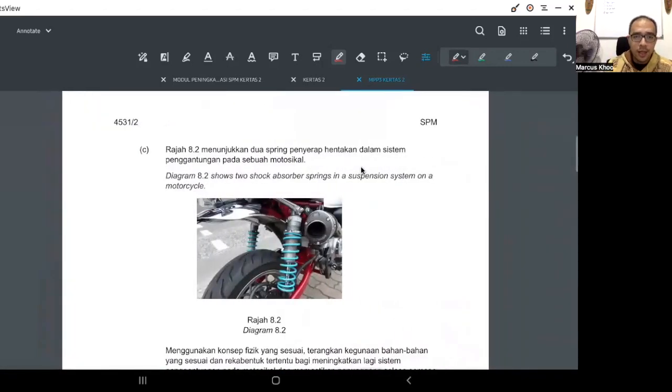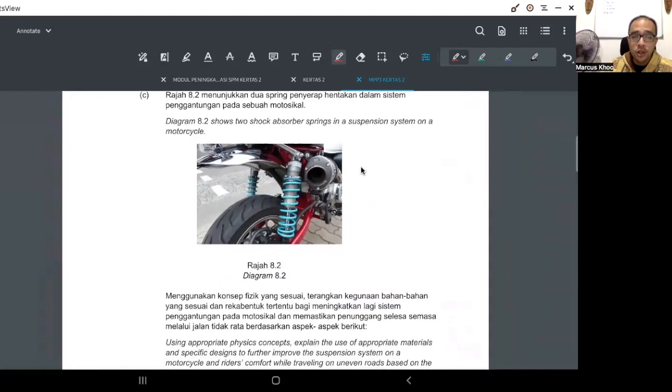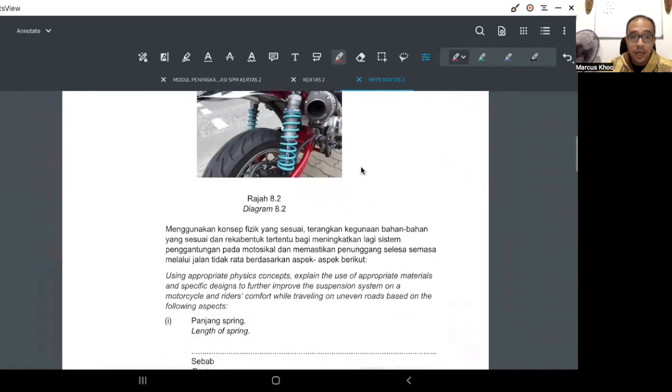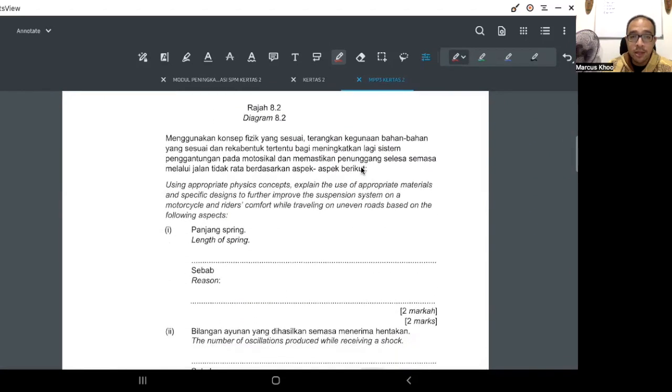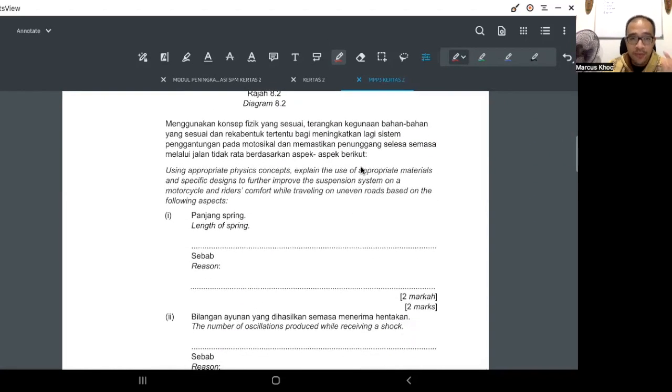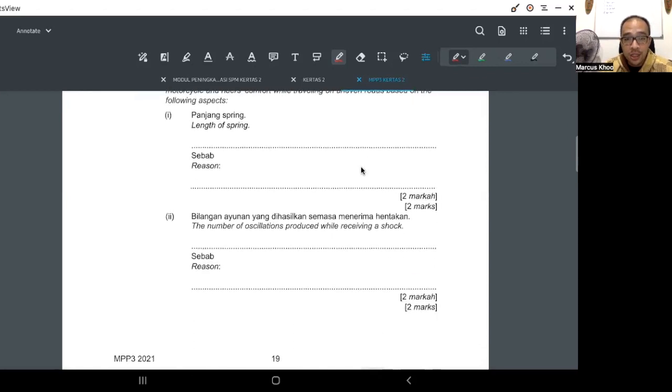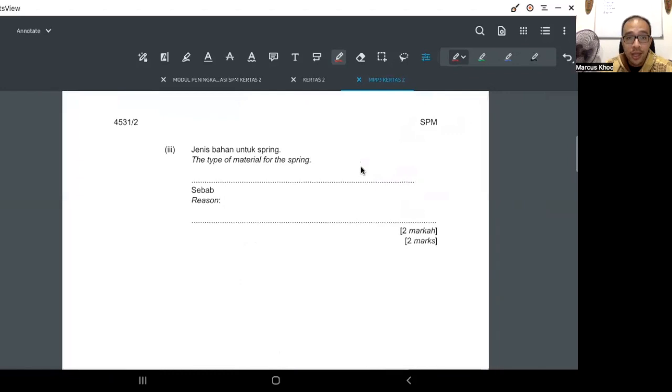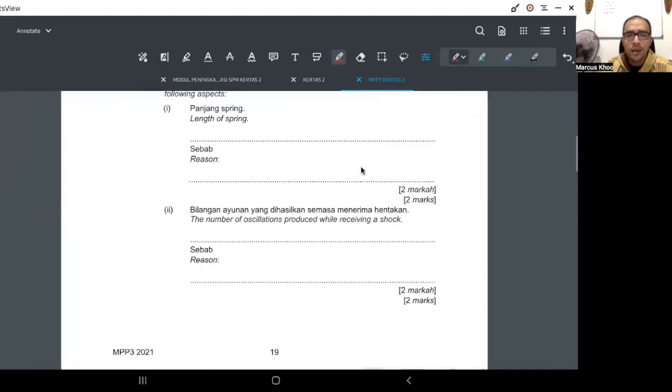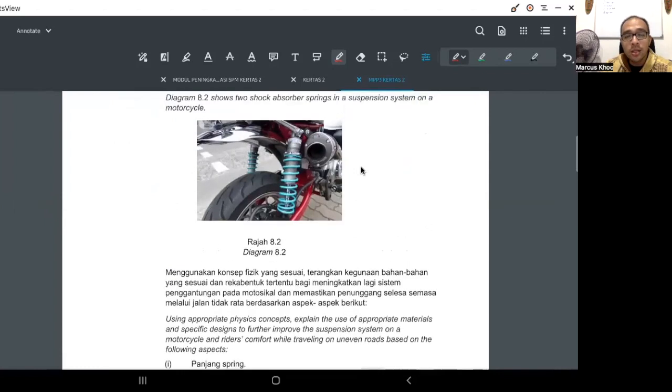Okay, now diagram 8.2 shows 2 shock absorber springs in the suspension system on a motorcycle. Using appropriate physics concepts, explain the use of appropriate materials and specific designs to further improve the suspension system on a motorcycle and riders' comfort while traveling on uneven roads based on the following aspects. So you want the length of the spring, and then of course the number of oscillations produced while receiving a shock, and the type of material of the spring. So this is like combining two topics in one.